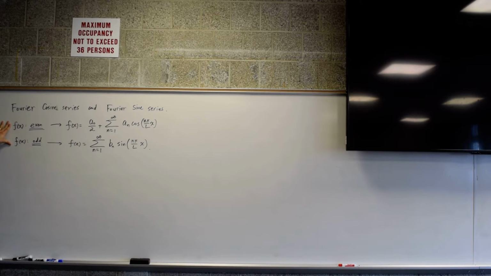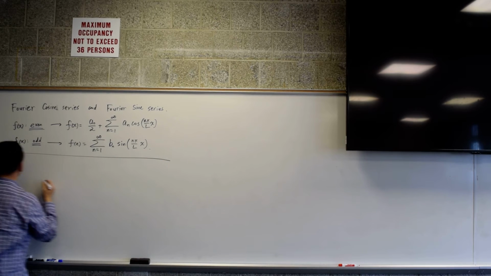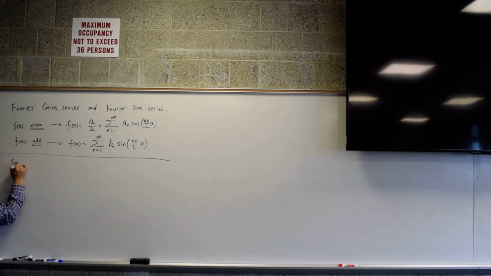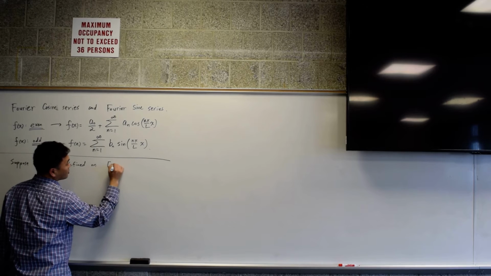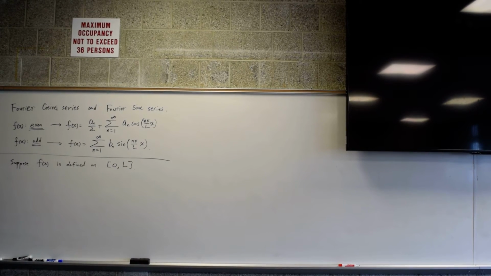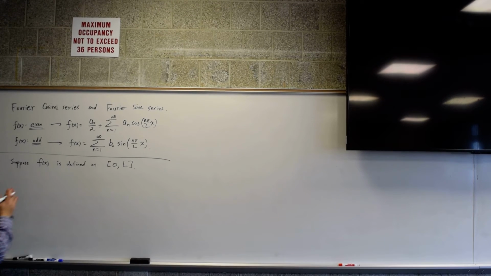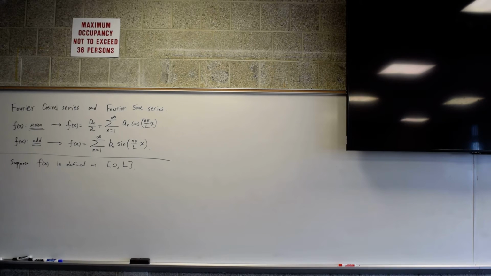If you recall these two properties, now we are ready to define what Fourier sine series and Fourier cosine series are. Here's what you do. Suppose your function f of x is defined on 0 to L. So you have a function which is only defined on one side. Then that means you're free to define what the function is on the left side. You can extend it.